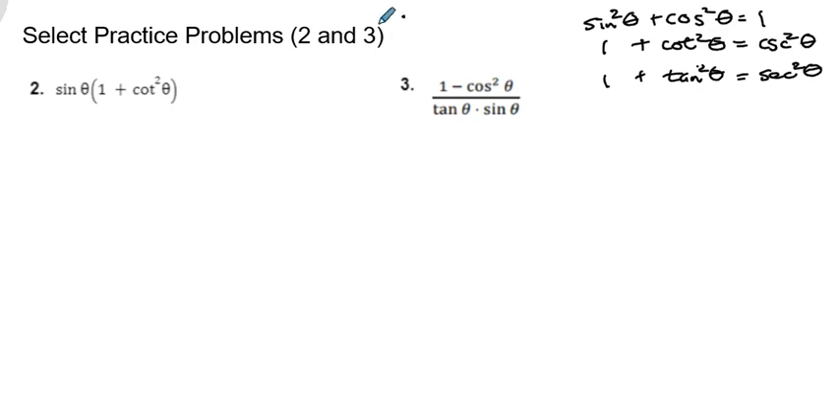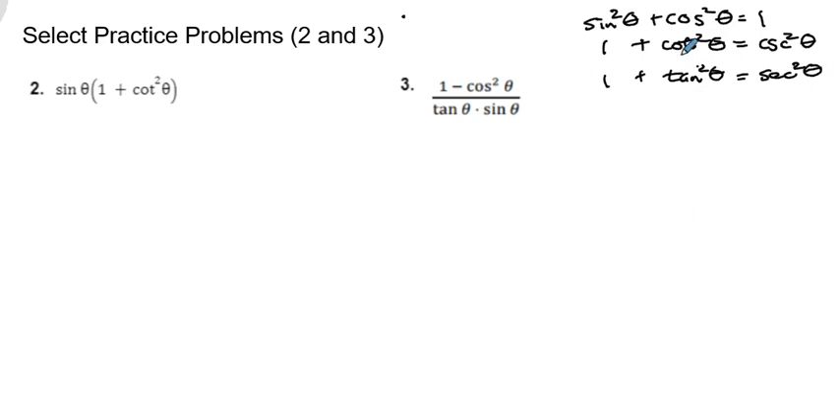Now, all these problems are going to basically revolve around the three new Pythagorean trig identities that we went over today. So we've got sine squared theta plus cosine squared theta equals 1. This is like our starting one, and from that one, I can derive both of these.